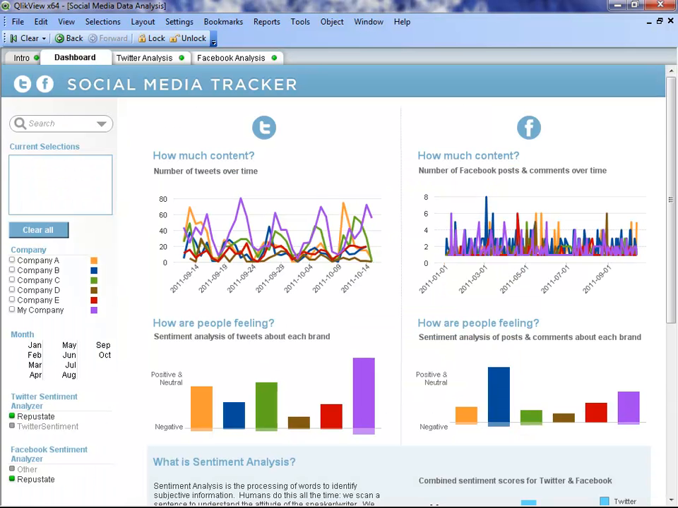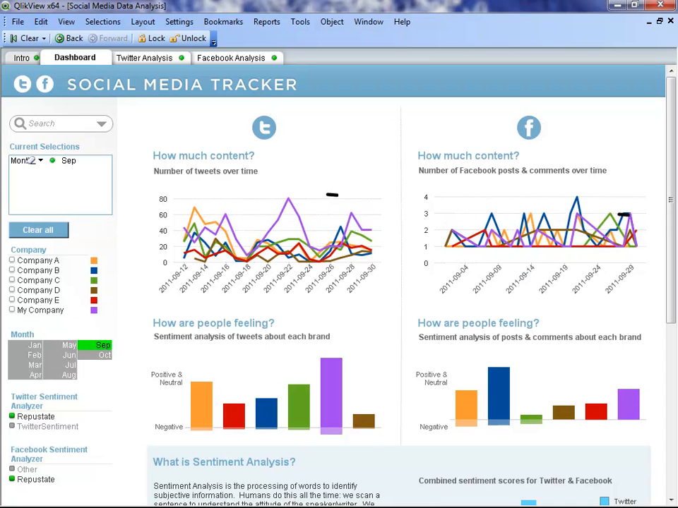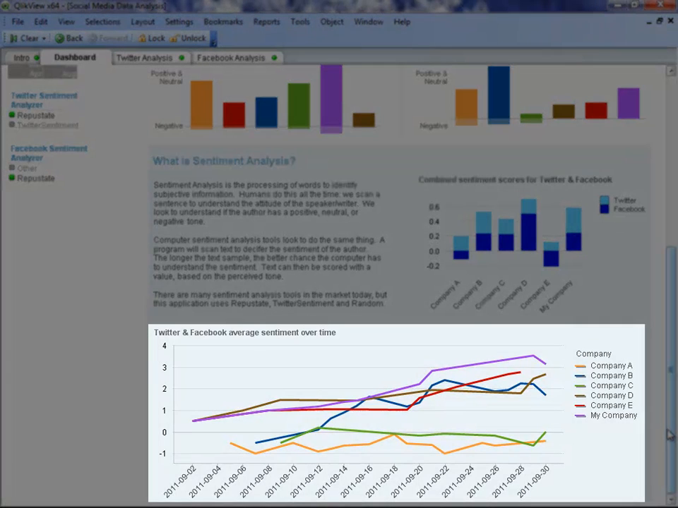The dashboard sheet allows you to compare Twitter and Facebook data side by side, from activity over time to sentiment. My company had an event in September, and we can see a spike in the number of tweets during that time for Twitter and Facebook. This chart that displays the accumulated average sentiment shows how the sentiment for my company began to improve after the event in September. My company could conclude that people were speaking positively about their event.